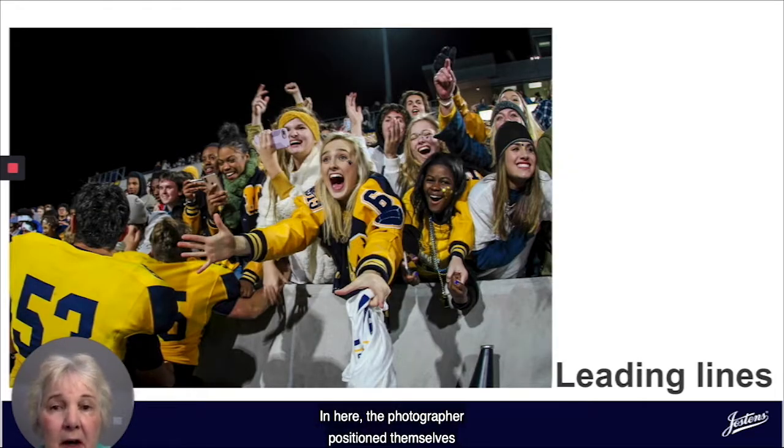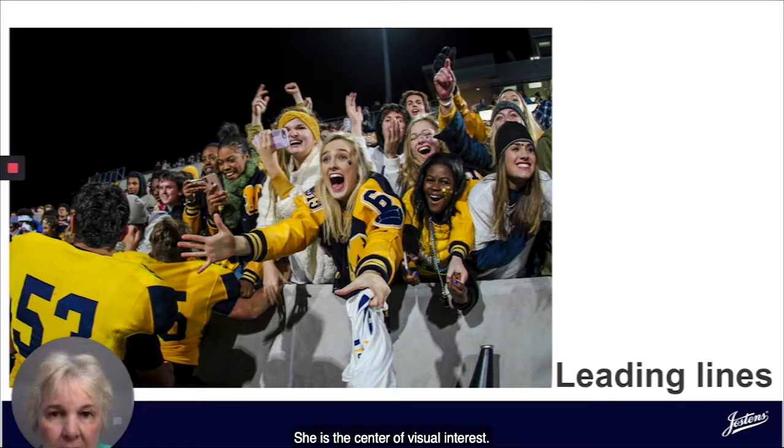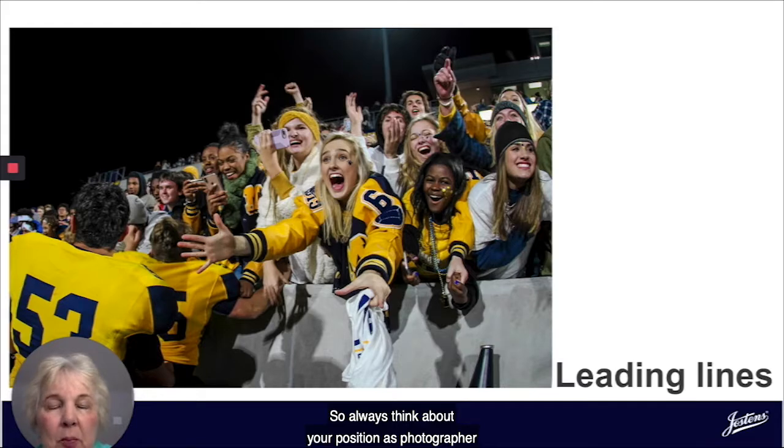Here the photographer positioned themselves right in front of the girl with her arms reaching out. Her arms act as leading lines right on the line leading us to her. She is the center of visual interest. So always think about your position as a photographer: can you use leading lines? And remember that leading lines can also be leading looks. People looking at each other creates an invisible line.